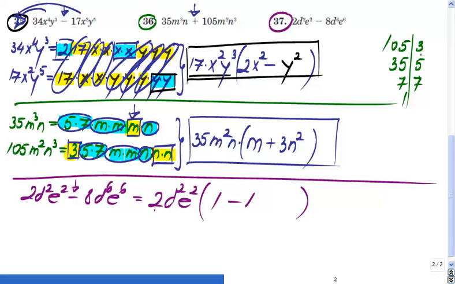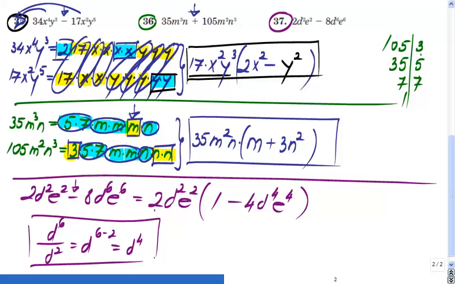8 divided by 2 is going to be 4. D to the 6 divided by d squared is going to be d to the power of 6 minus 2, which is d to the 4th, right? The other one, e to the 6 divided by e squared, is going to be e to the 4th by the same rule, the property of our laws of exponents. And this is the answer: 2d squared e squared, the common factor, times 1 minus 4d to the 4th e to the 4th. And you have it. Thank you.